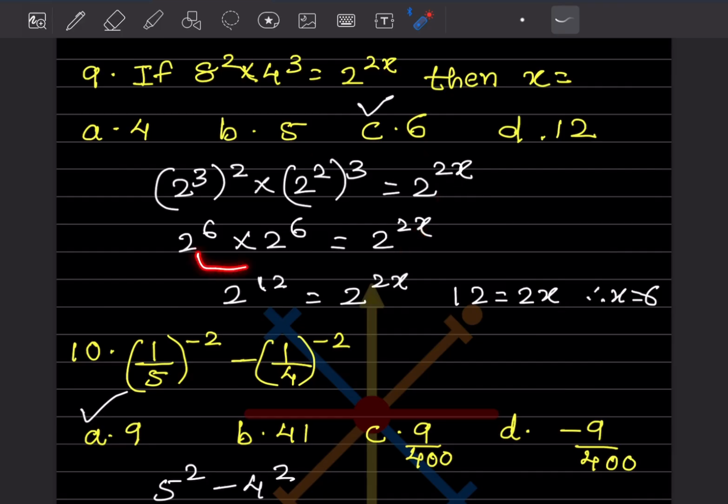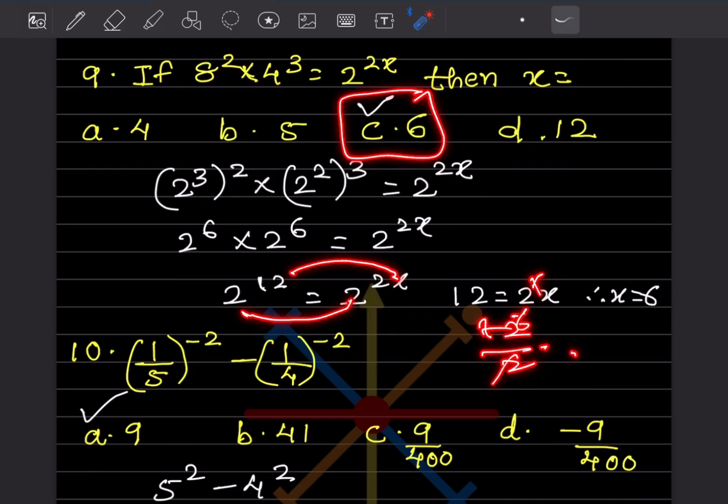So now we are going to add the exponents. That will be 6 plus 6. That is going to be 2 raised to 12. So now the bases are same. So this will be 12 is equal to 2x. So that will be 12 divided by 2, because this is multiplication. So that is going to be x will be 6. So this is the correct option.